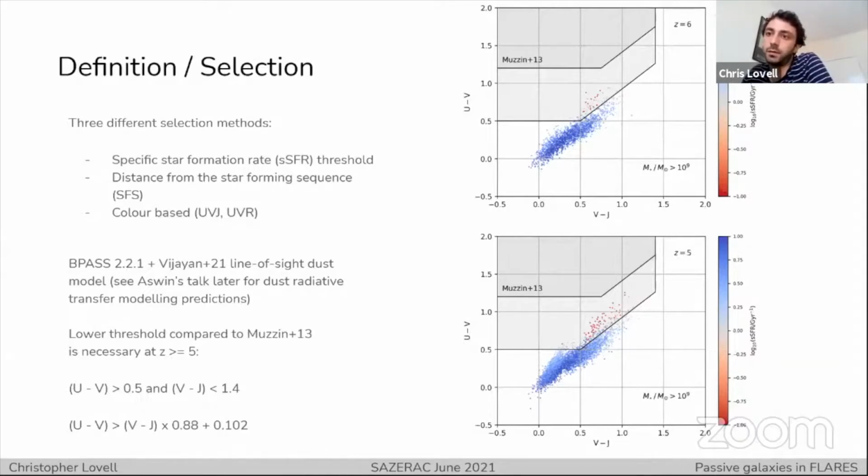So presented that in a paper recently. He's actually going to talk a bit later about some dust radiative transfer predictions for flares. But these predictions are just using this line of sight model. We can calculate color selections, and we found that basically none of them sit within your typical Muzzin 2013 UVJ selection criteria. So we've actually defined new selection criteria for these galaxies, if you wanted to select passive galaxies at redshifts 5 or above, for example.